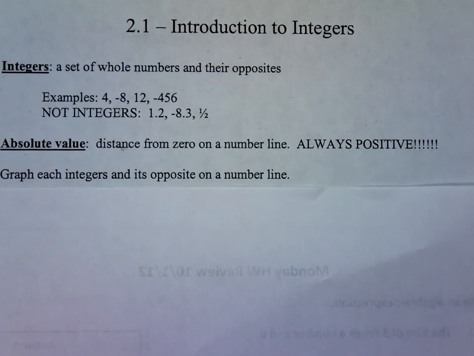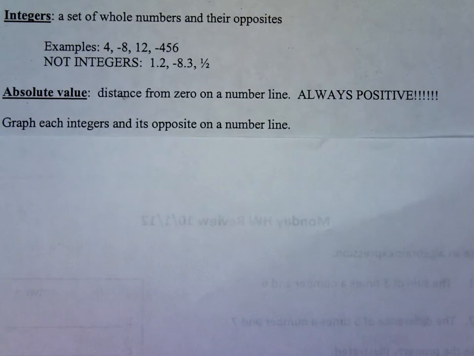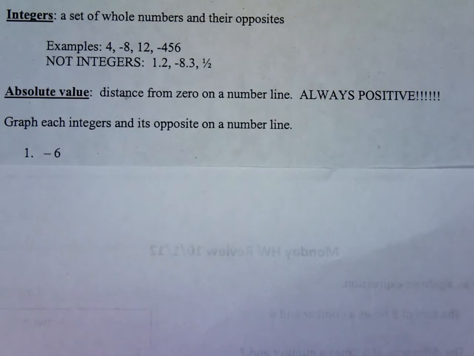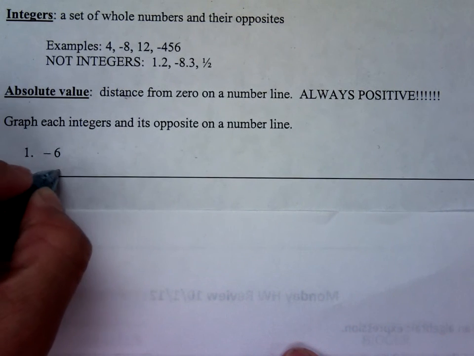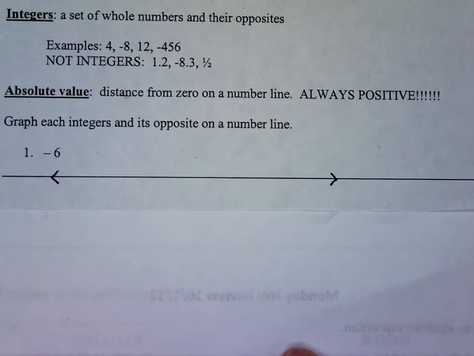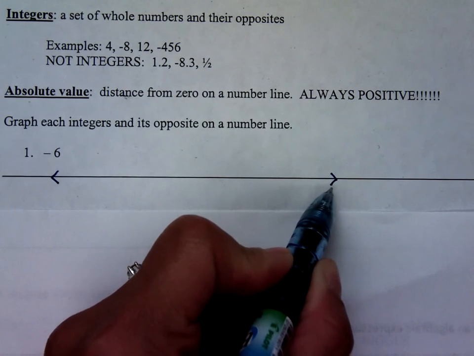Graph. This is a direction that you'll find in your classwork and homework. Graph each integer and its opposite on a number line. An example is -6. Let's do this one together. First thing you do, always put an arrow on your number line. That tells you that the number line continues on forever. If you don't have these arrows, you'll get a half a point off.